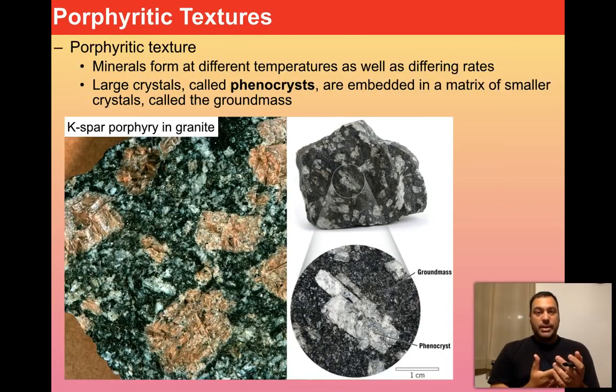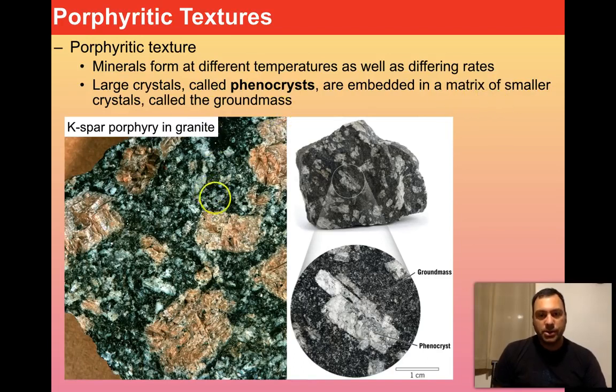Another really cool texture that comes up from igneous rocks is the porphyritic texture, okay? Porphyritic textures form from minerals that form at different temperatures as well as differing rates. Large crystals called phenocrysts are embedded in a matrix of smaller crystals called the ground mass.